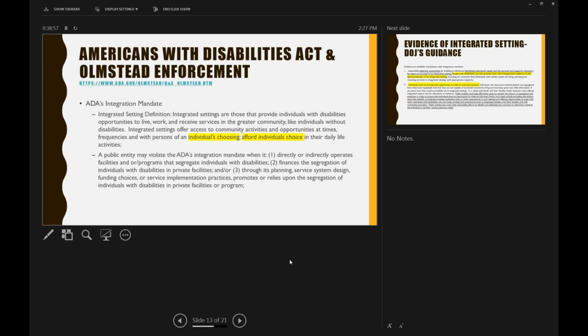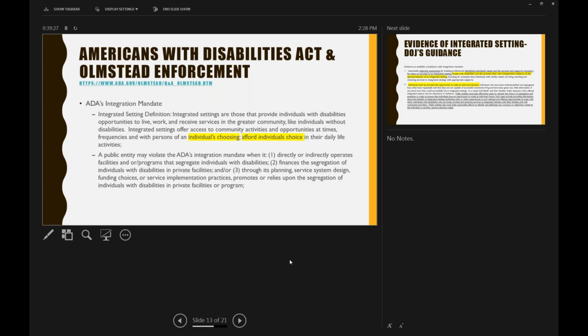Okay, the Americans with Disabilities Act and Olmstead enforcement. This is from the Department of Justice Olmstead website, in relation to the ADA's integration mandate, and this was in 2011. As you notice from the years, it's been quite some time since informed choice was written into law and what it would mean for employment programs. It seems to be taking us a while to get these things figured out.